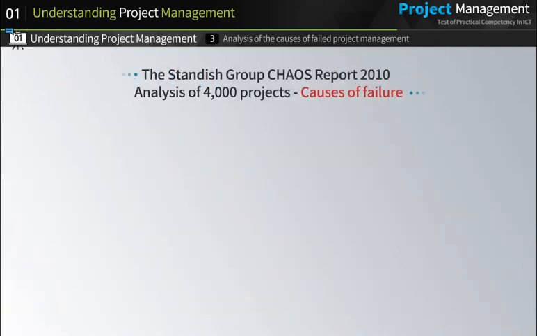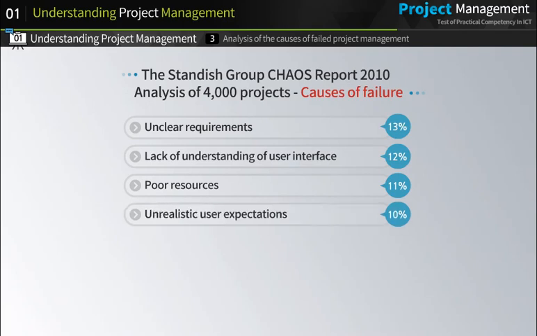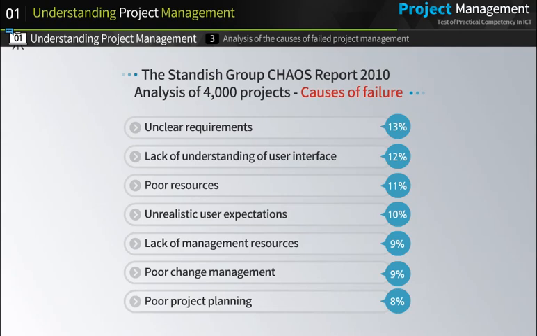Let's take a close look at the causes of the failure of those projects. First of all, unclear requirements accounted for 13%. Lack of understanding of user interface accounted for 12%. Poor resources accounted for 11%. Unrealistic user expectations accounted for 10%. The lack of management resources accounted for 9%. Poor change management accounted for 9%. Lastly, poor project planning accounted for 8%.